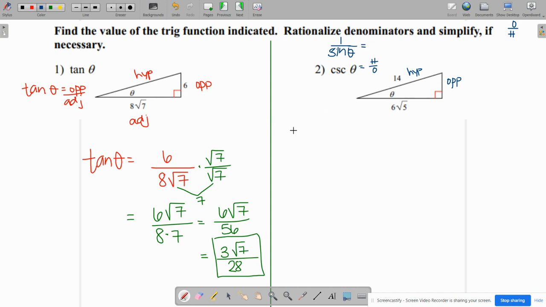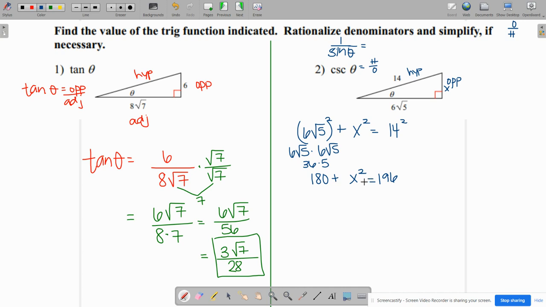So a squared plus b squared equals c squared. We know that 14 is your hypotenuse, so that needs to be c squared. So (6√5)² plus, let's just call this side x, x² equals 14². Remember to do (6√5)², that's 6√5 times 6√5, or 6 times 6, which is 36, times √5 times √5, which is 5. So 36 times 5 ends up being 180, plus x² equals 196, since 14² is 196.